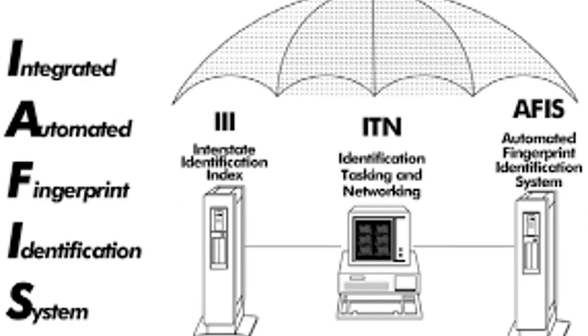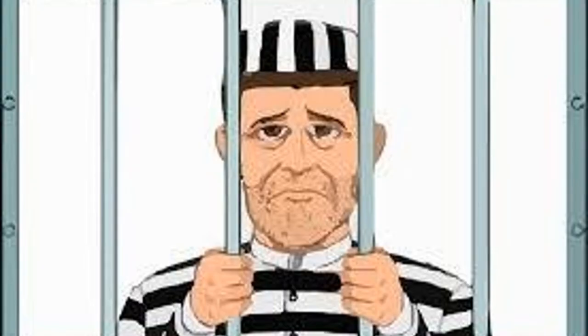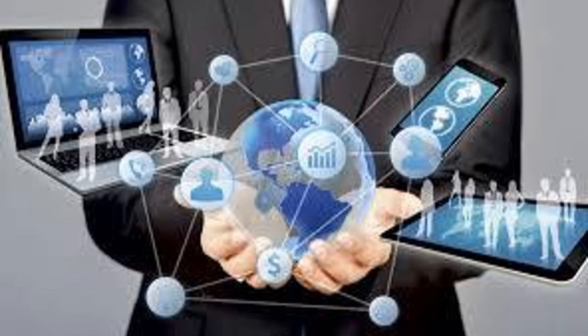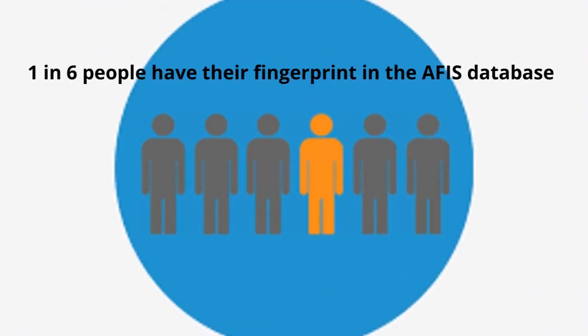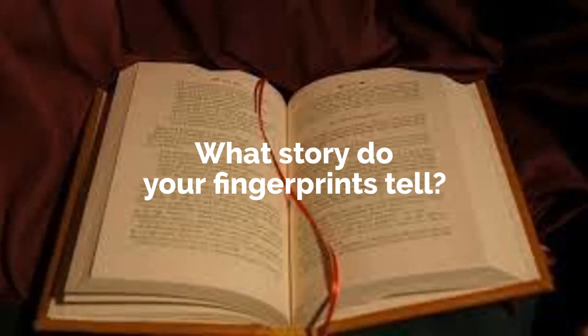Since the development of AFIS, a person that committed crimes in both China and Ethiopia can now be identified almost immediately because the departments have the ability to communicate evidence to each other with ease. It is estimated that about 1 in 6 people have their fingerprint in the AFIS system. So, what story do your fingerprints tell about you?